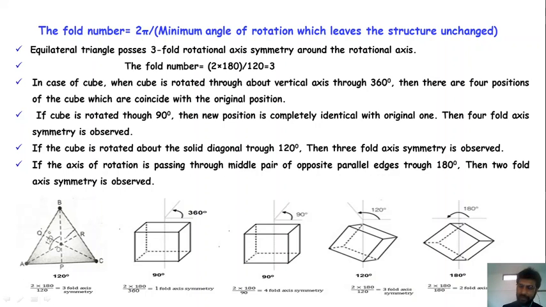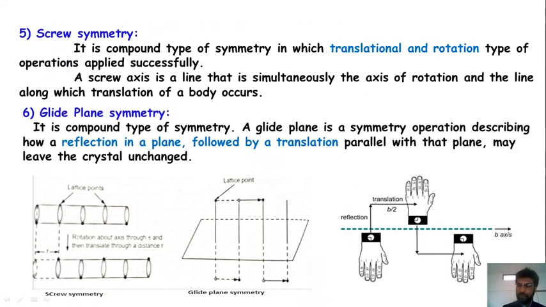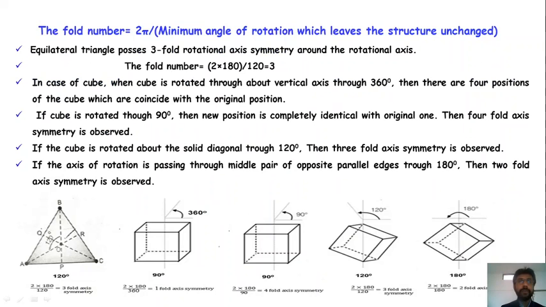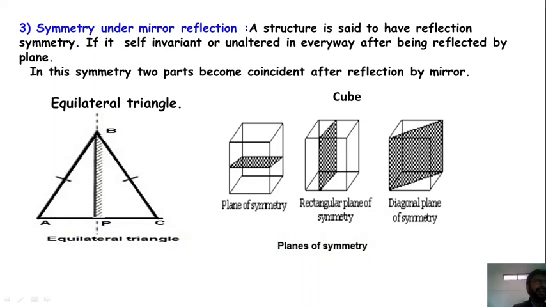What do you mean by the rotational type of symmetry? Now the next one is the symmetry under mirror reflection. A structure is said to have reflection symmetry if it is self-invariant, or unaltered in every way, after being reflected by the plane. That means in this type of symmetry, two parts coincide after the reflection by the mirror.